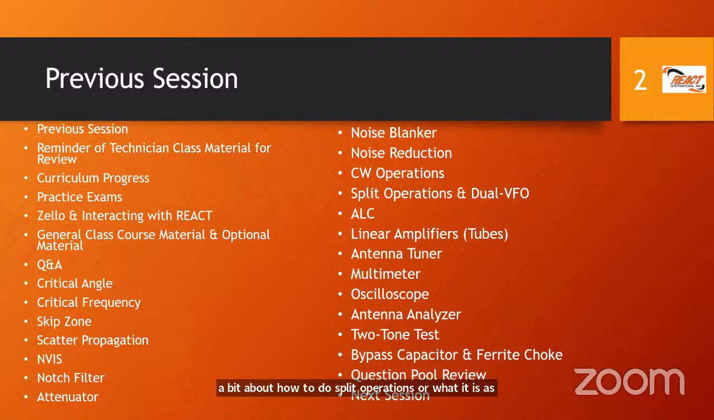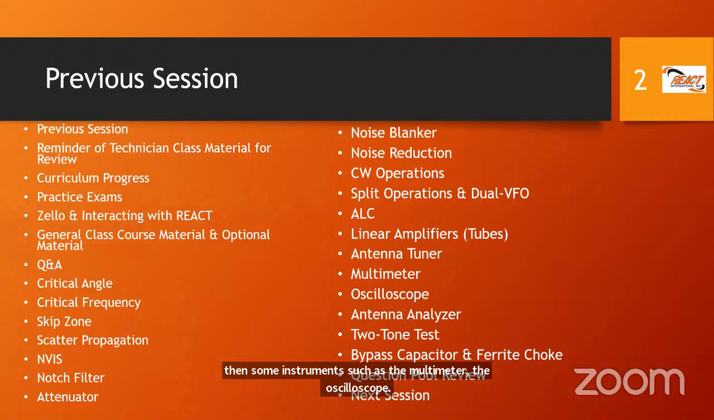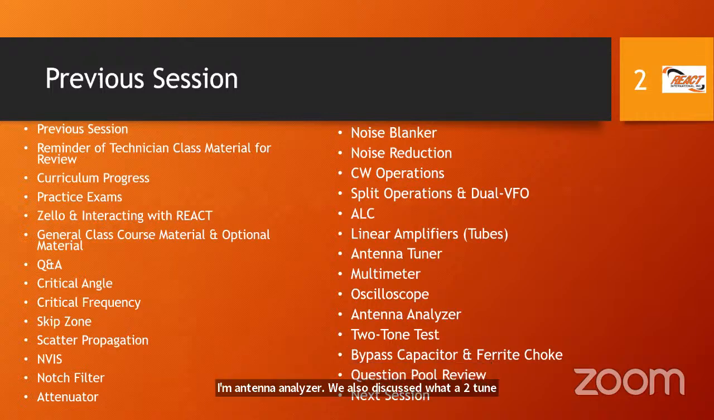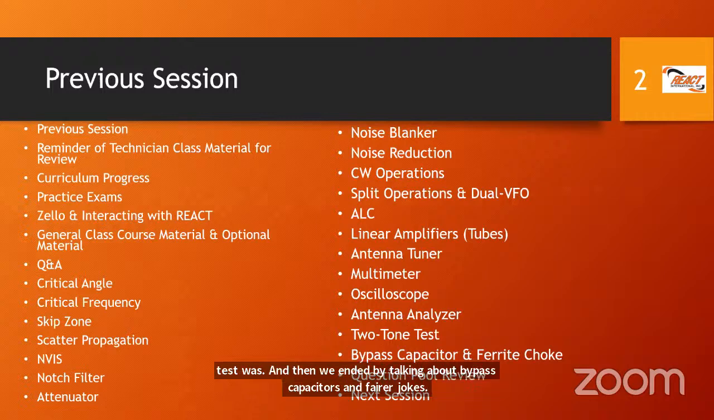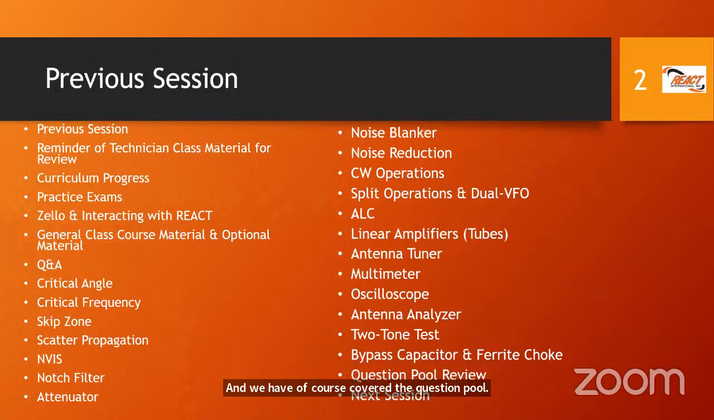We also discussed ALC. Then we talked about linear amplifiers and specifically tube amps. Then we went into what antenna tuners were. We discussed then some instruments such as the multimeter, the oscilloscope, antenna analyzer. We also discussed what a two-tone test was, and then we ended by talking about bypass capacitors and ferrite chokes. And we would have, of course, covered the question pool review for those items of theory that we would have discussed last session.